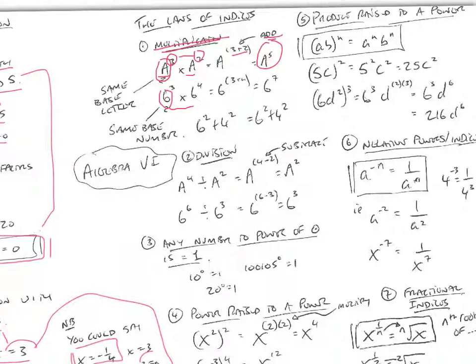If I have 6 cubed times 6 to the 4, that's the same as 6 to the 3 plus 4, it's 6 to the 7. I add the indices. If I have 6 squared plus 4 squared, I can't add the indices because the base numbers are different. So that's as you see it.